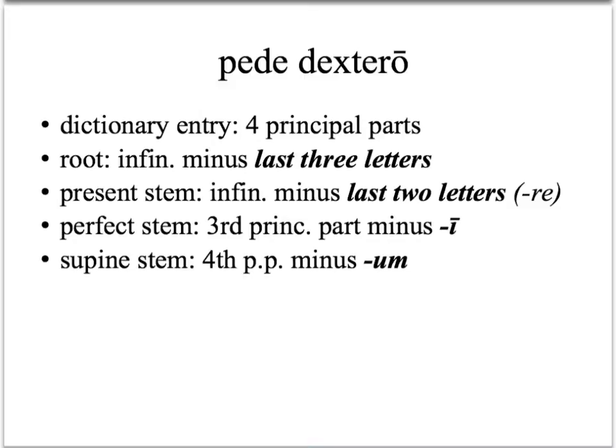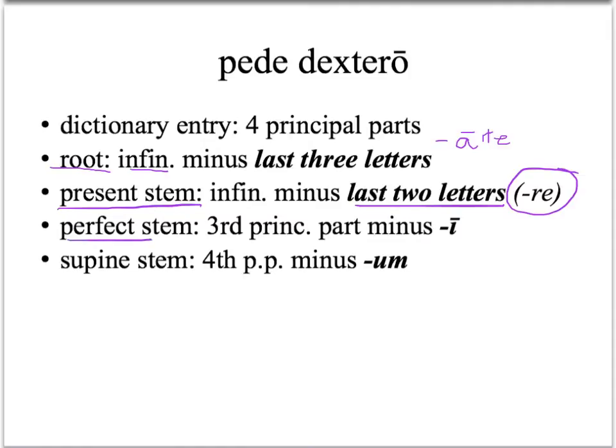Remember, a dictionary entry for a verb has four principal parts. The root of a verb is one of the building blocks. It comes from the second principal part, the present active infinitive, minus the last three letters. So you're going to be removing the vowel plus the RE for each conjugation. The present stem comes also from the infinitive, but minus only the last two letters, which is to say the RE. The present stem ends in a vowel. The root usually ends in a consonant.